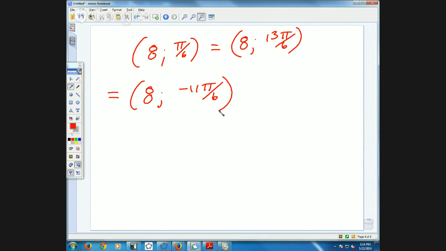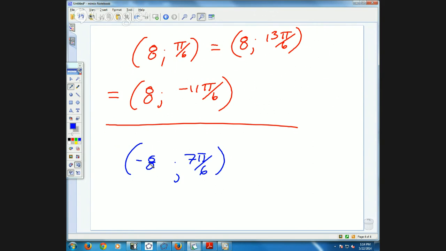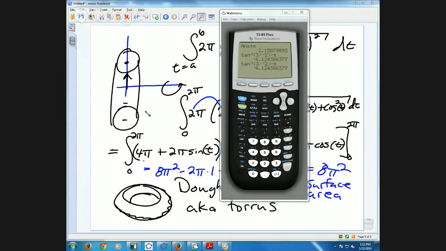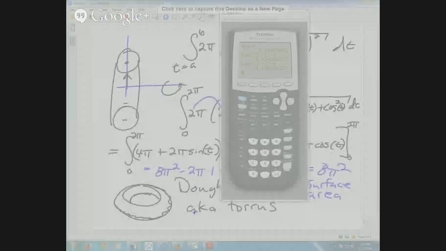Okay, now I got another weird one for you. You ready? I want you to try and plot the following point for me. Let's let the angle be 7 pi over 6, and the radius be -8. What does a negative radius mean? Go backwards. Yeah. So let me take a screenshot of this and we can try it.